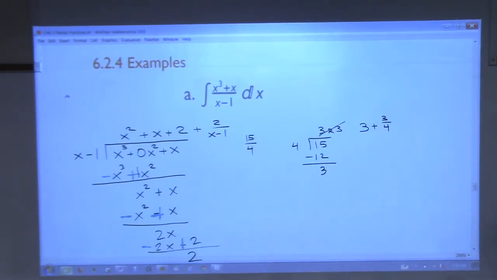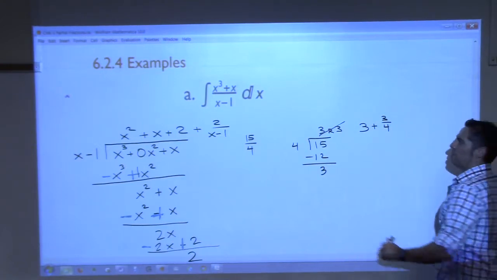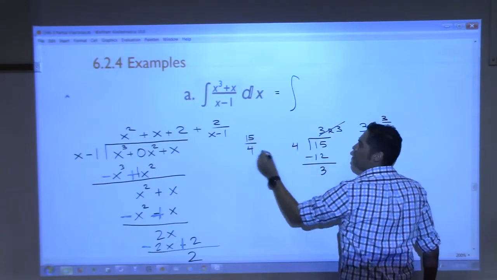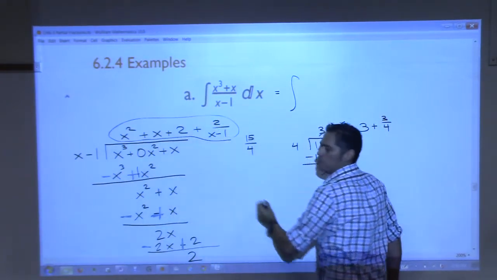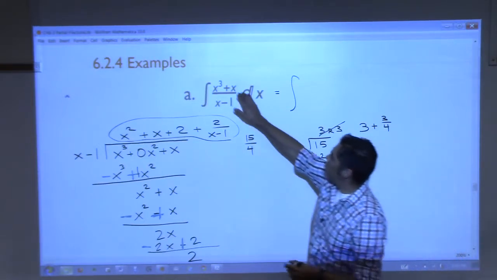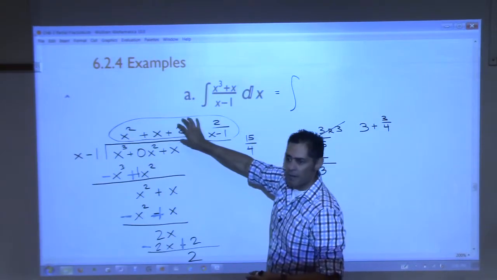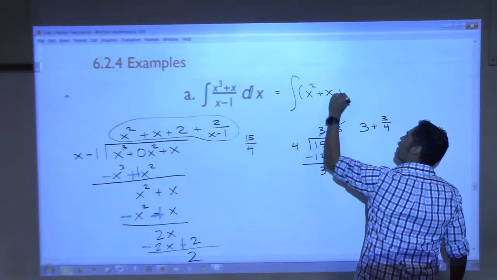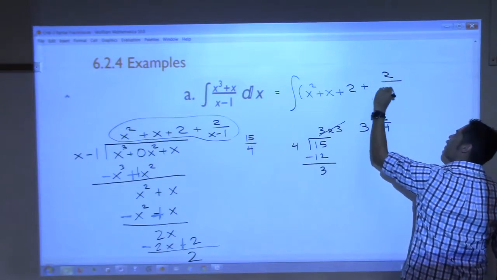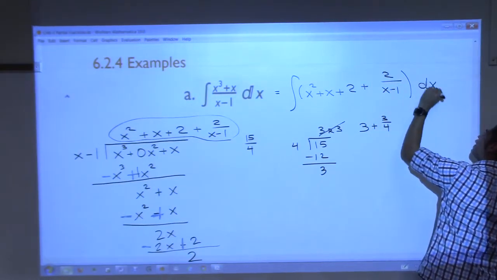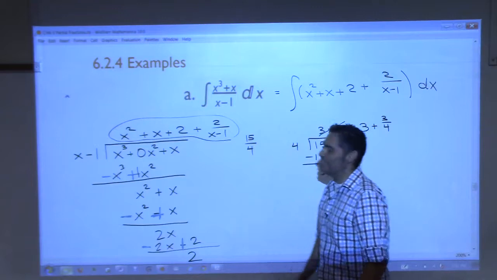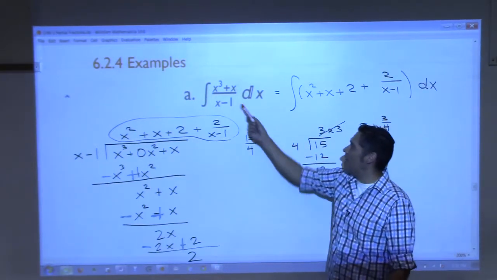Agreed? So what is this all saying? This is saying that if you want to do this integral, then you really need to do this integral, because they're the same thing, right? This divided by this is that. So that means I really need to integrate x squared plus x plus 2 plus 2 over x minus 1 dx. And are you happy to see that? Brutal honesty there. Are you happier to see that than that?